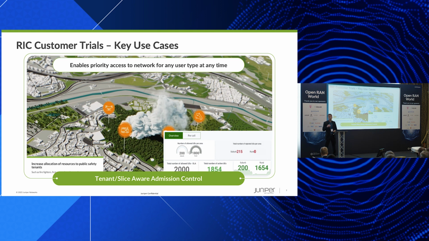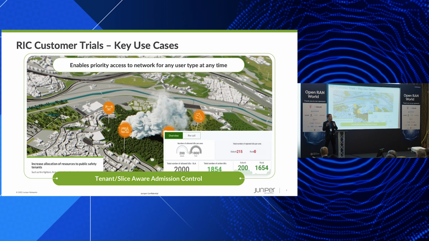3GPP defines some mechanisms with the 5G core or the EPC to do admission control, but with the RAN and the RIC, it brings additional capabilities where you have visibility into the specific cells, and then you can start doing some intelligent balancing of the admission requests across the cells.